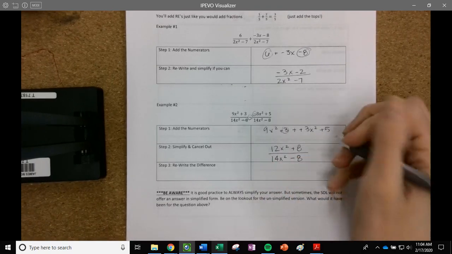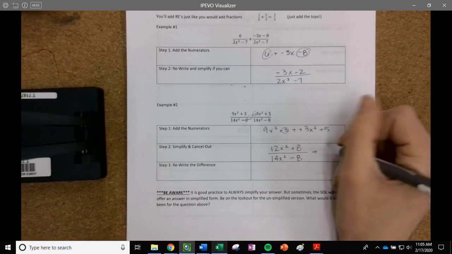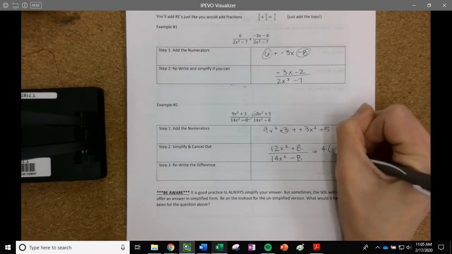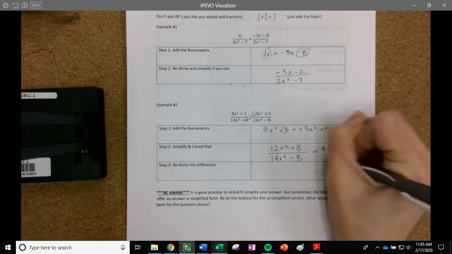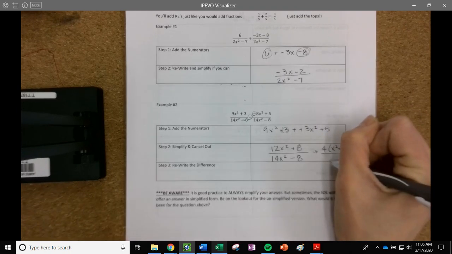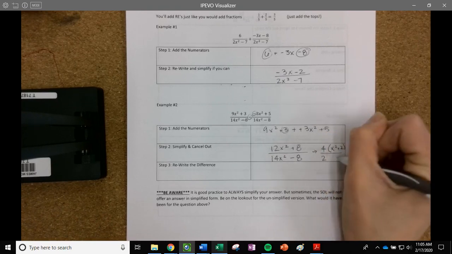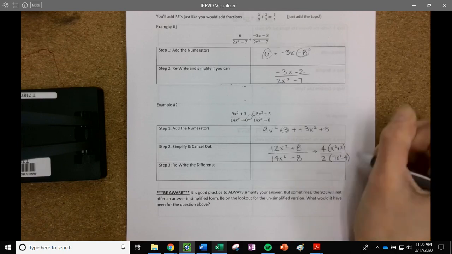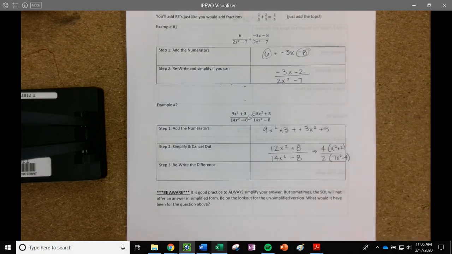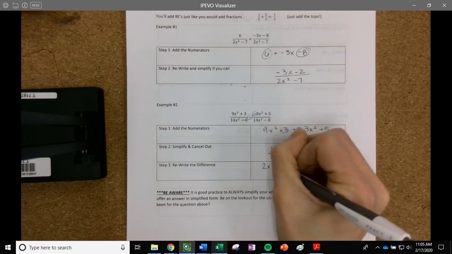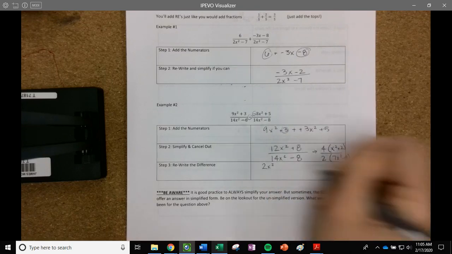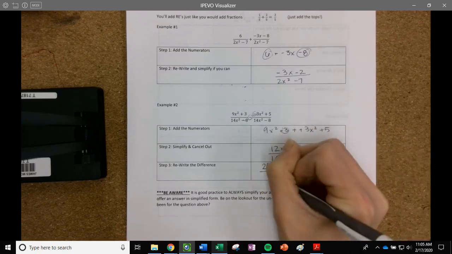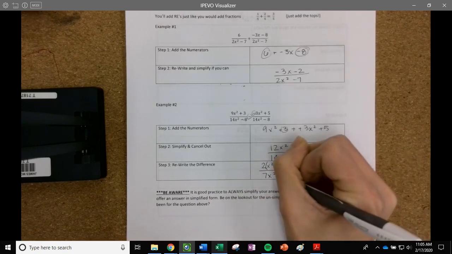Now we could simplify this and factor it. If I wanted to take out 4 and be left with x squared plus 2, and then I could take out 2 down here and be left with 7x squared minus 4, and then reduce this to get 2 times x squared plus 2 over 7x squared minus 4.